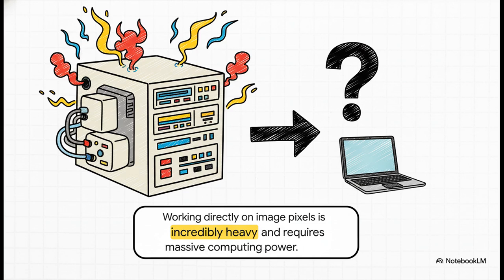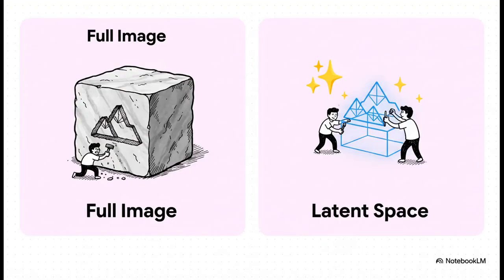So the big question for the engineers was, how do we take this amazing but totally impractical technology out of the research labs and get it onto a computer that you or I actually own? And the solution they came up with was just brilliant, a genius workaround. Instead of making the AI work on the massive pixel-by-pixel image, they have it work in something called latent space. You can think of it as a highly compressed, kind of abstract version of the image.